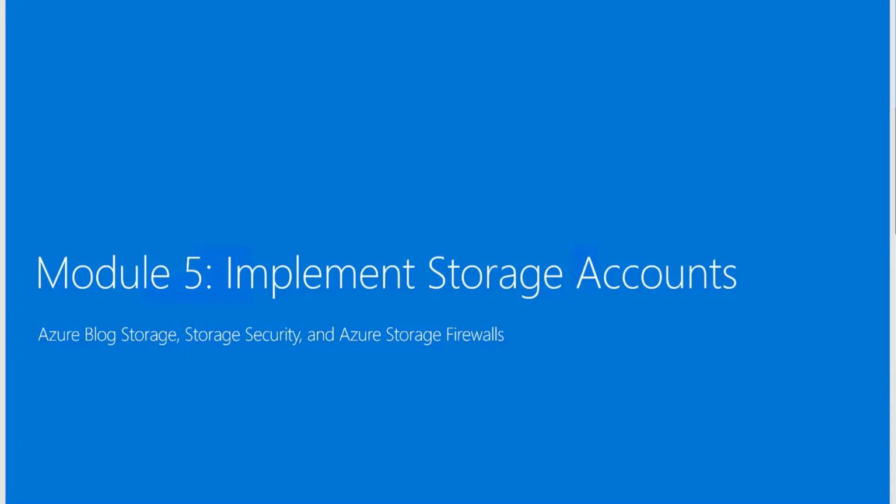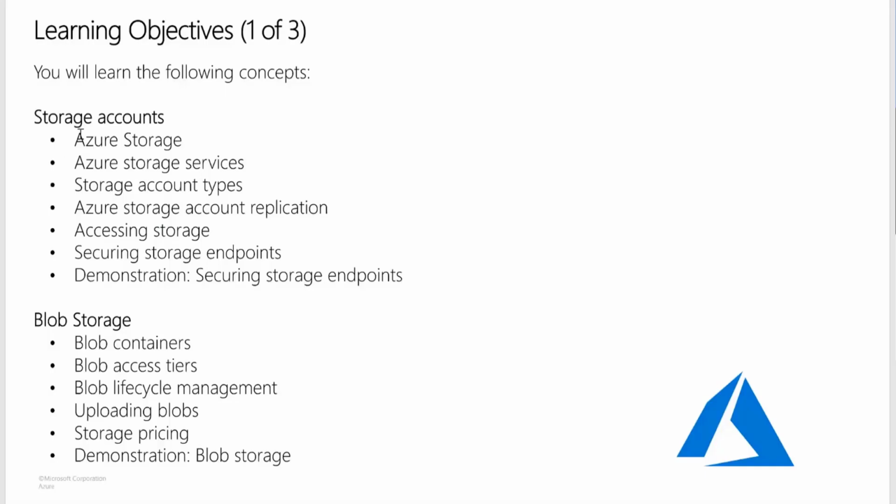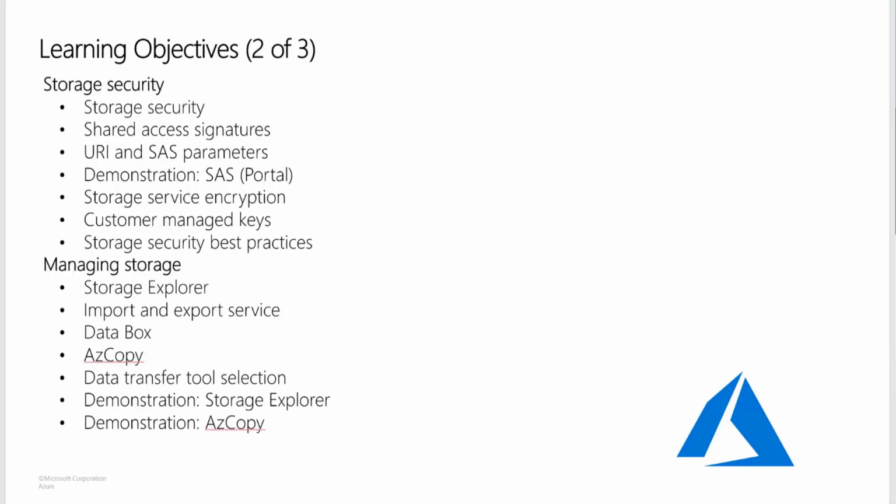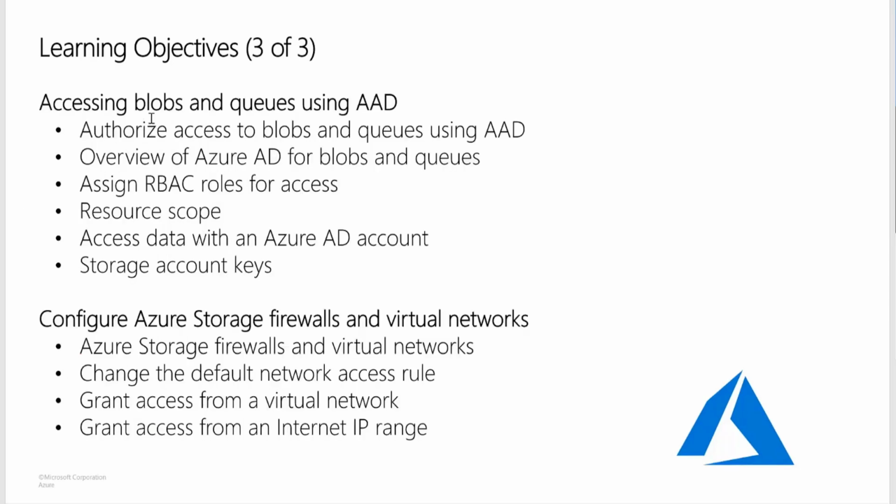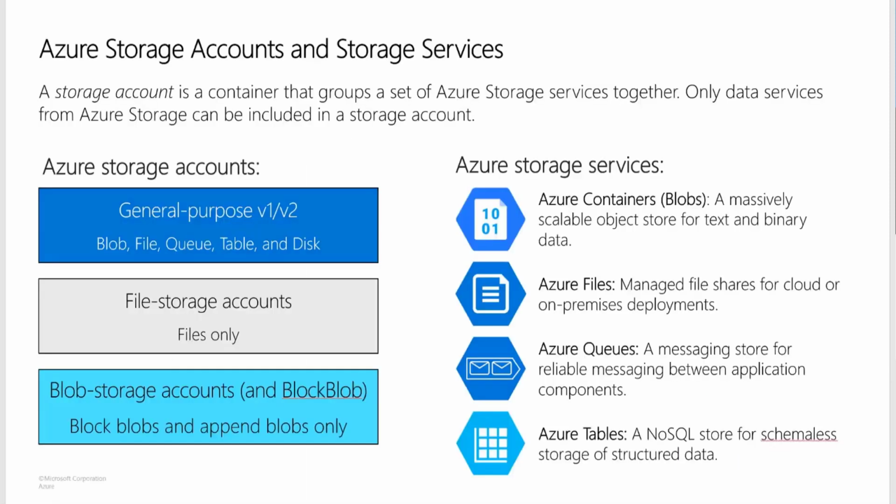We will talk about blob storage, storage security, and Azure Storage Firewall. To talk about some of the objectives, we will talk about different types of storage account, what is blob storage, then how security is implemented in storage, how can you manage storage, what are the tools available for that, then accessing blobs and queues using AAD, configure storage firewalls and virtual network. So let's start with storage accounts.